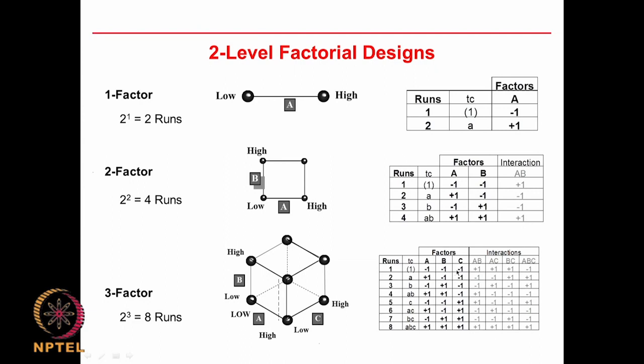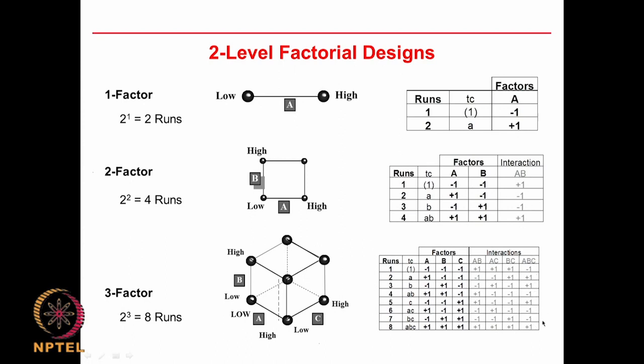So, minus, minus, minus will give you minus, plus, minus, minus will give you plus, minus, plus, minus will give you plus, plus, plus, minus will give you minus, minus, minus, plus will give you plus, plus, minus, plus will give you minus, minus, plus, plus will give you minus, plus, plus, plus will give you plus. Look at the interaction columns also. So beautiful. You have 4 pluses, you have 4 minuses. So, it is so balanced.